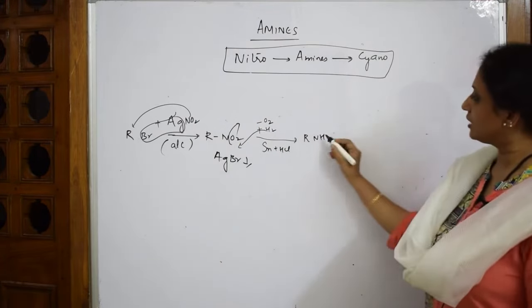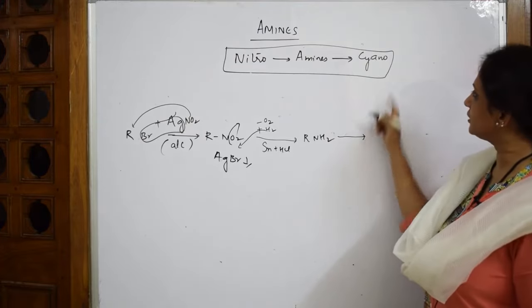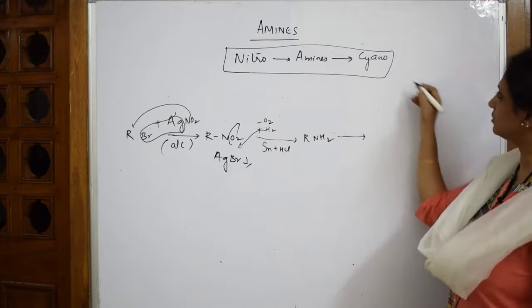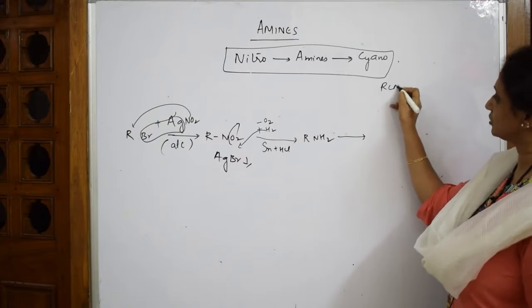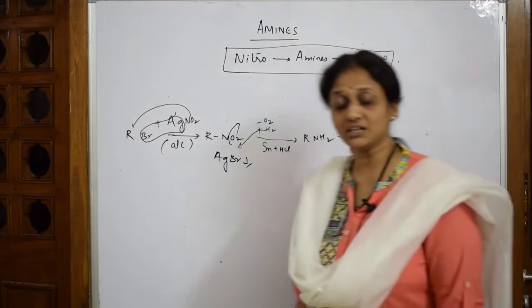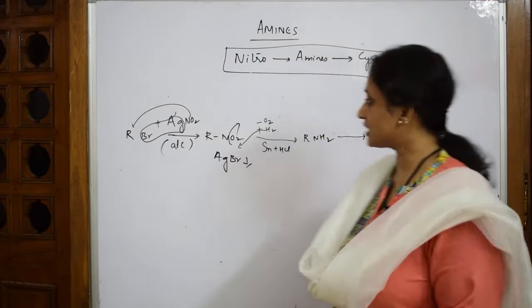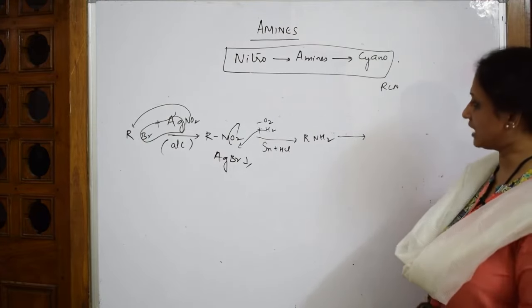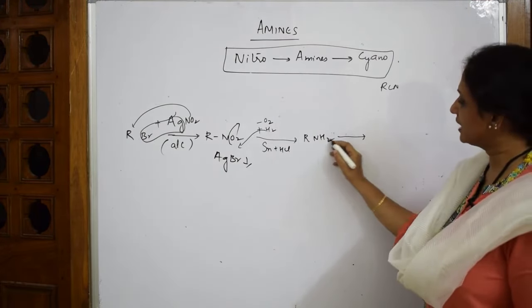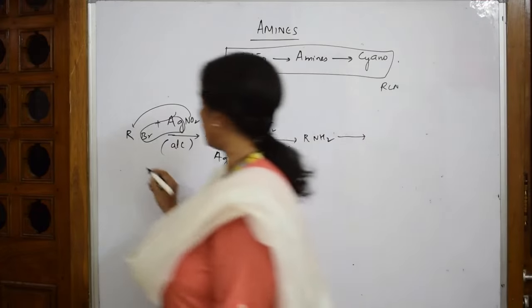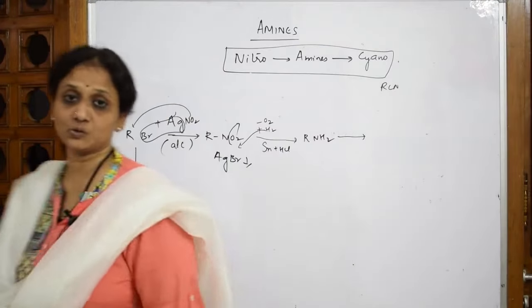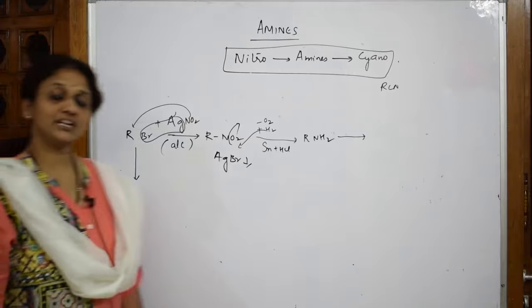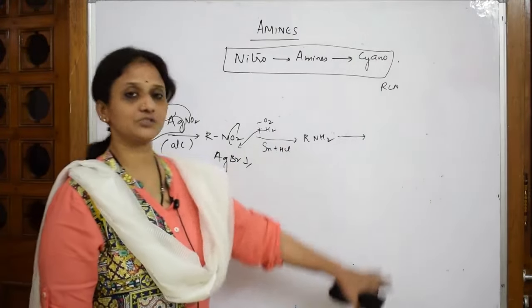Done. Now from amine I have to convert into cyano. So what is cyano? Cyano is RCN. We can't directly convert it to cyano. See what the procedure is. First, important thing, there are two ways. One, I can get it from amine. One, I can get it from RBr also. So when I have to get it from amine, I have to use a list of steps.